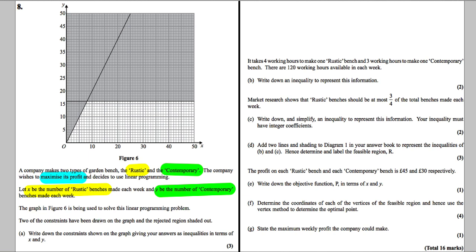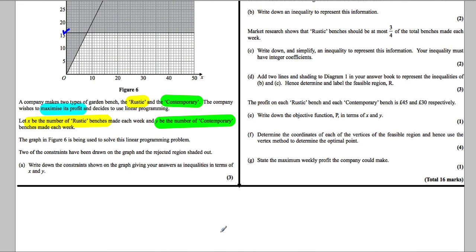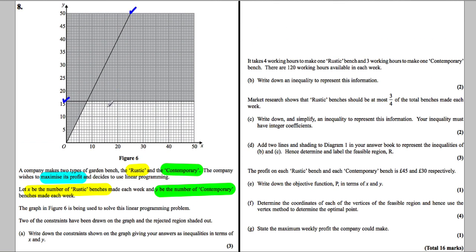Two of the constraints have been drawn, so namely this constraint, this is a constraint here, and this is a constraint here. Write down the constraints shown on the graph, giving your answers as inequalities. So, for part A, part A is easy. All we've got to do is identify the equations of these lines.